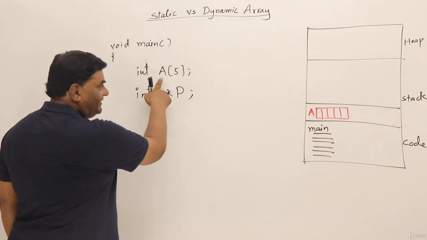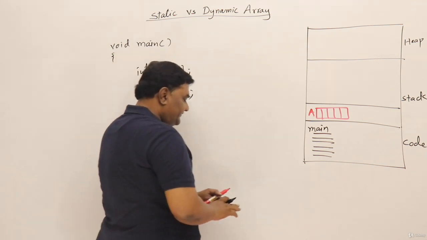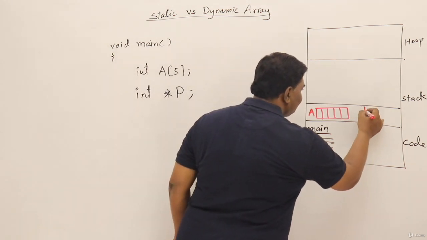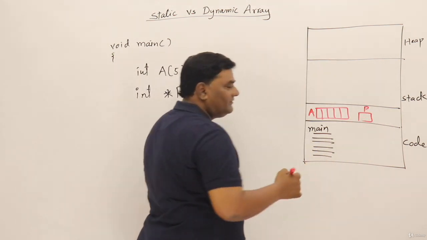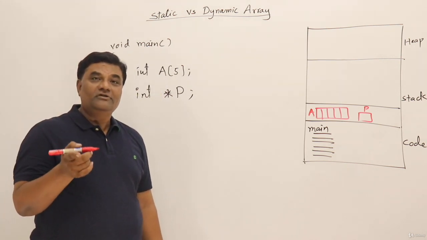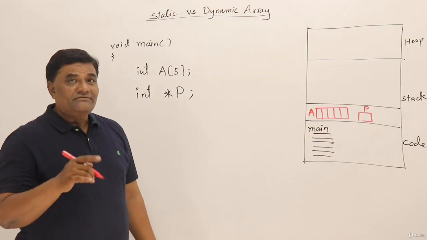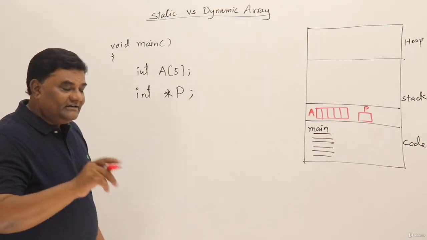This is a pointer. Now where will this P get the memory? As A is a variable of type array, P is also a variable. So this will also get the memory inside stack. Now remember, in any language, when you declare a variable, the memory for that variable will go inside the stack only. Then when it will be allocated in heap, let us see.